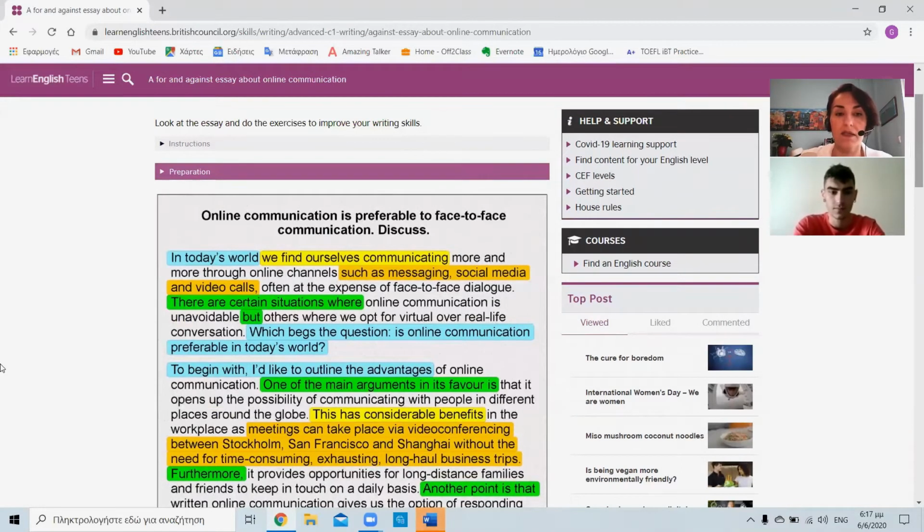Now, what's the title of this essay? Can you please read it? Online communication is preferable to face-to-face communication. Discuss. Why do they give you the word discuss? What does that mean? I mean, why do they mention this? This is the title of the essay. To me, it's rather a strange and long title, to be honest, but I think it is kind of long.